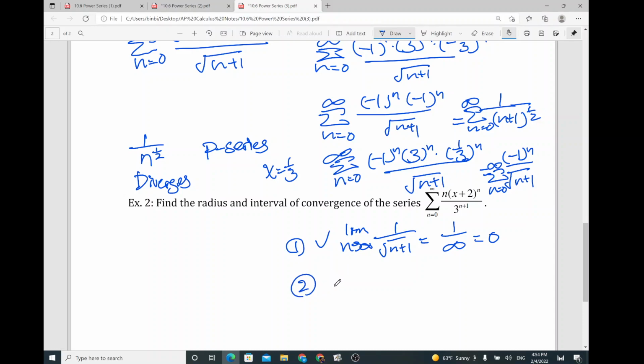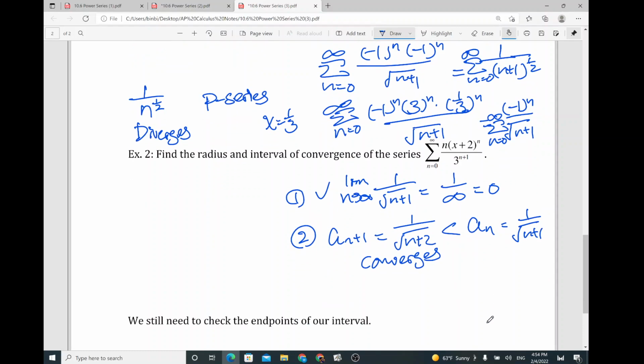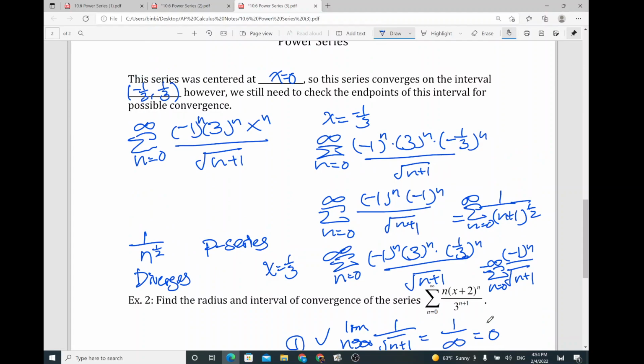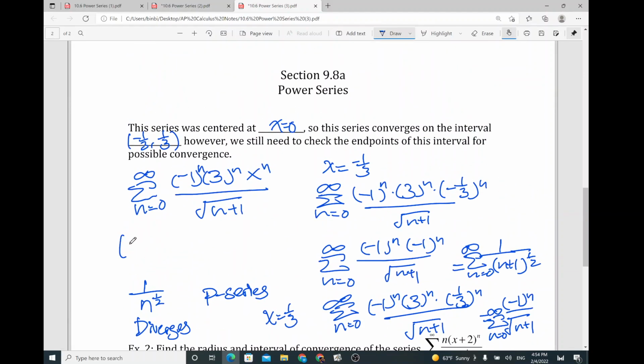And then the second condition is a sub n plus 1, which is 1 over root n plus 2. It is obviously less than a sub n, because you divide by a bigger number on the bottom. So by the alternating series test, it passed, so it converges. So finally, for the interval of convergence, instead of being negative 1/3 to 1/3, this one would be negative 1/3 to 1/3 with a close bracket. That means the right endpoint is also included.